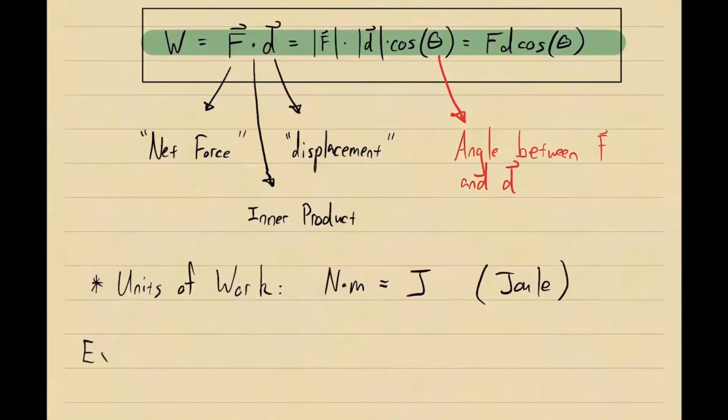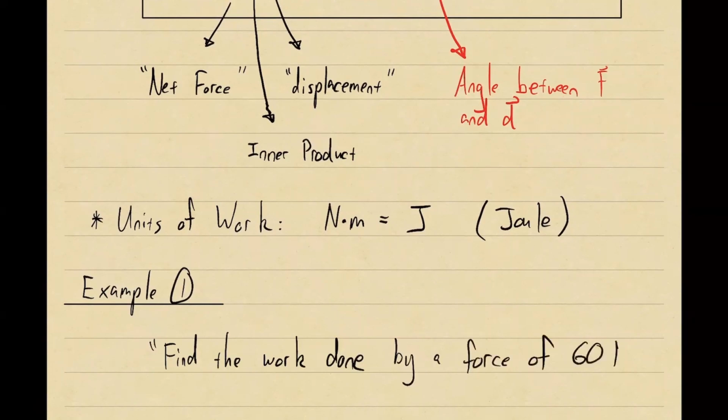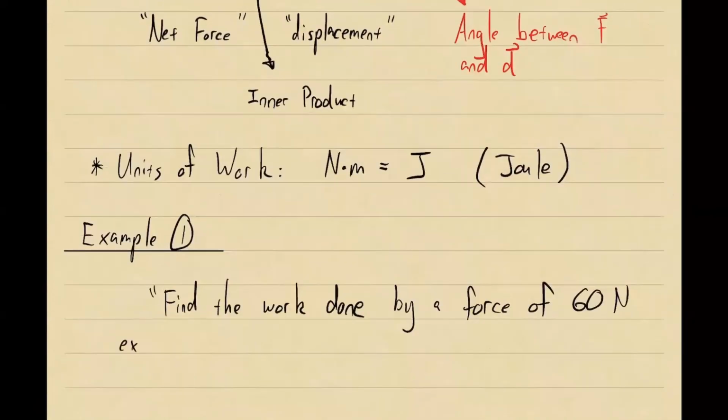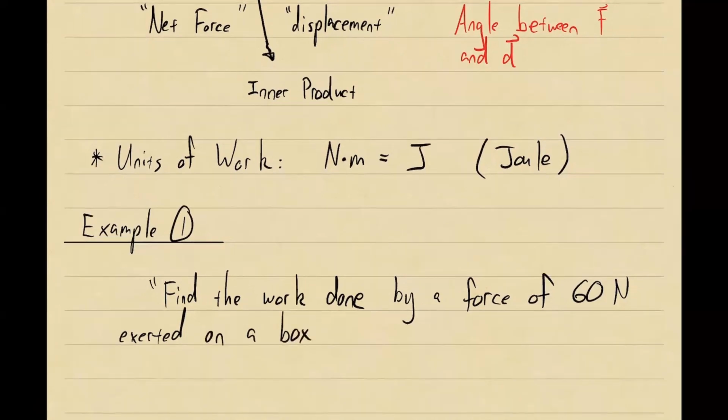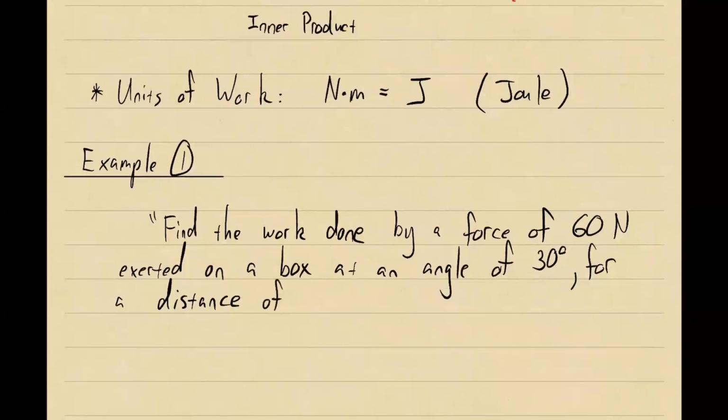So example 1. All right, so in example 1, the problem wants us to find the work done by a force of 60 newtons exerted on a box at an angle of 30 degrees for a distance of 100 meters.